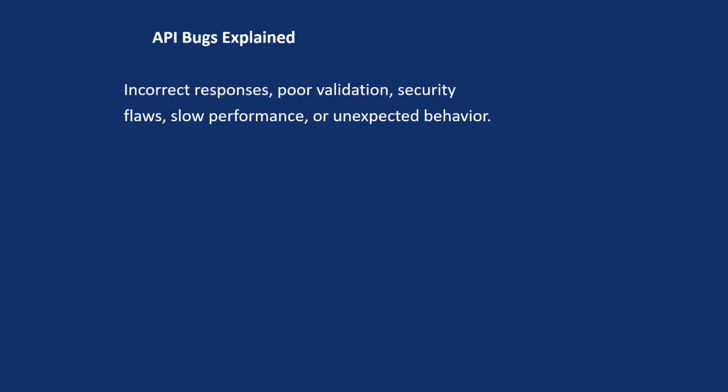So let's first understand what an API bug is. An API bug is any issue where the request is correct but the response is wrong, the system crashes under input, invalid data is accepted, security is violated, or performance is slow. So simply, the API does not behave as expected.